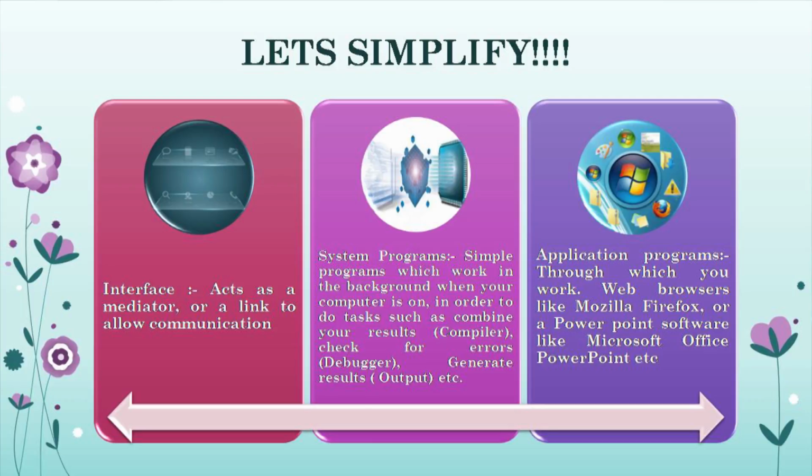System programs are simple programs which work in the background when your computer is on in order to do tasks such as combine your results, that is the compiler, check for errors, that is the debugger, and generate results, that is the output. Application programs are the ones through which you work. Web browsers like Mozilla Firefox or a PowerPoint software like Microsoft Office PowerPoint, etc. are some examples.